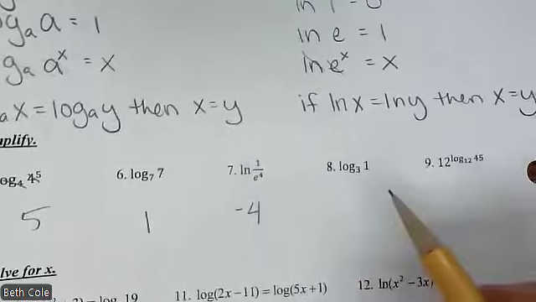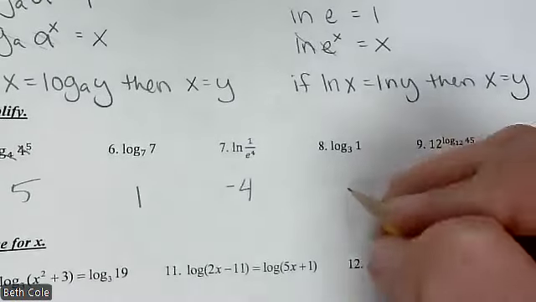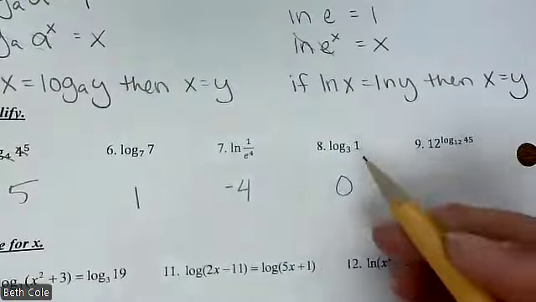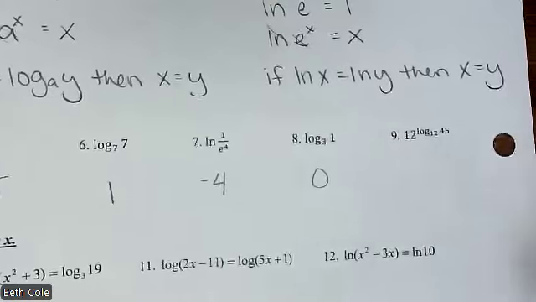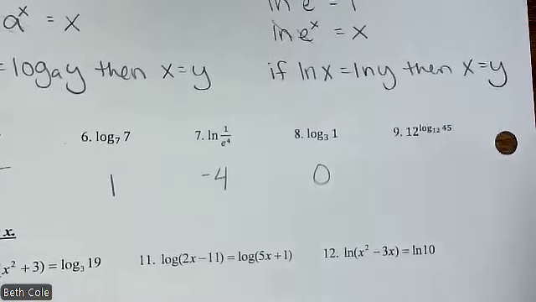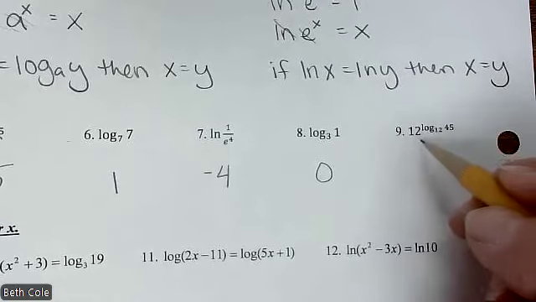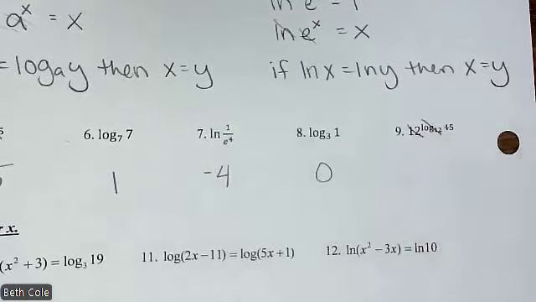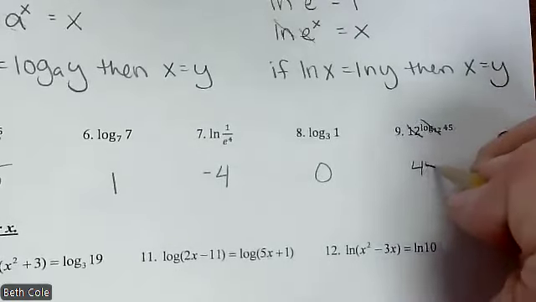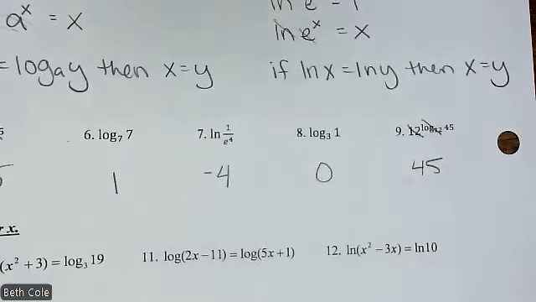Now, I heard a bunch of you say the answer to this one already. That would be 0. Anytime you see a 1 there, it's going to be 0. It doesn't even matter what the base is. Any number to the 0 power is 1. And then what do you think about this last one? Well, the exponential base 12 and the log base 12 are inverses. They cancel, so it's just 40. This is whatever other number is there.